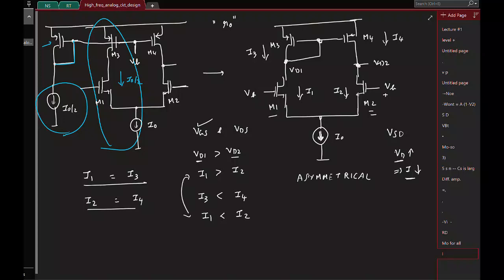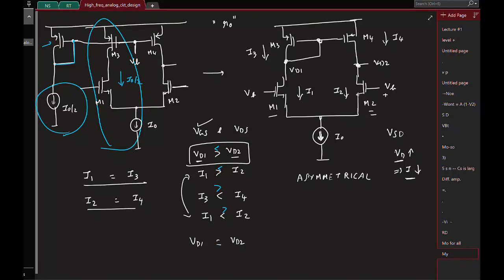So you definitely cannot have VD1 greater than VD2, and you can argue the same way if you assume that VD1 is less than VD2. There's going to be no difference. A similar counter argument will hold good if you started assuming the other way around. So the only possible solution is VD1 must be equal to VD2.